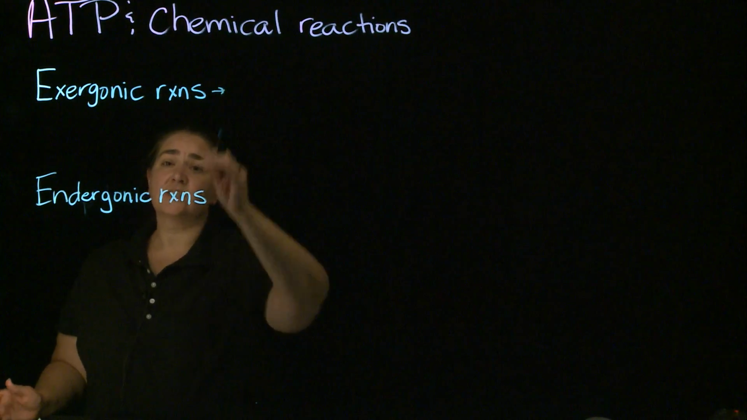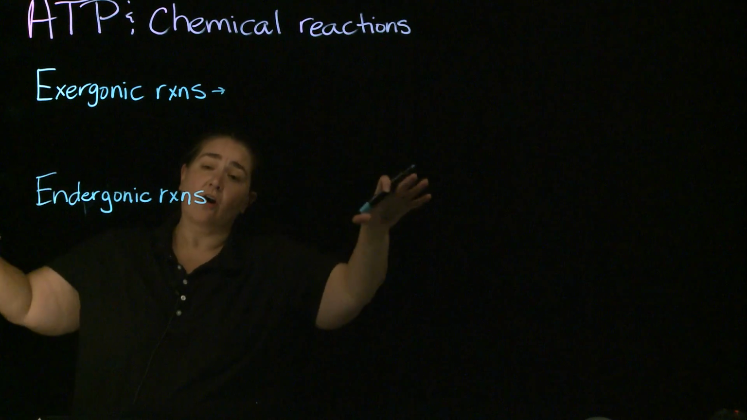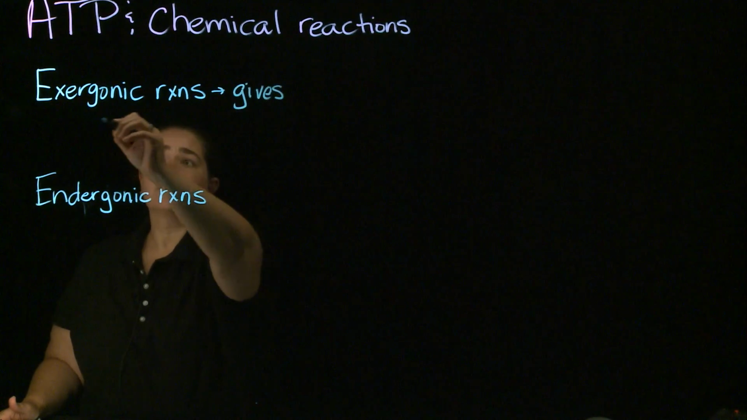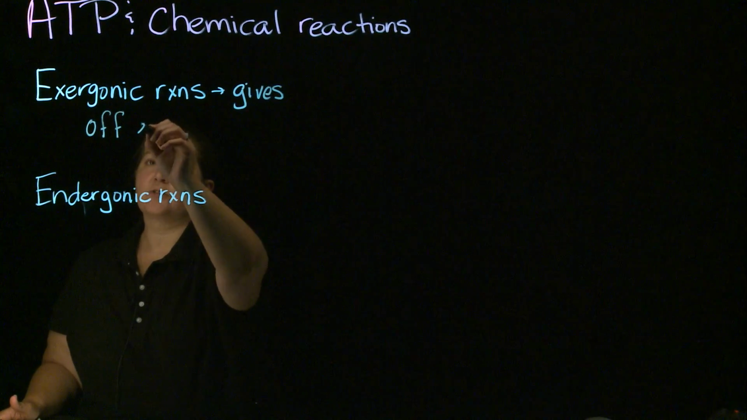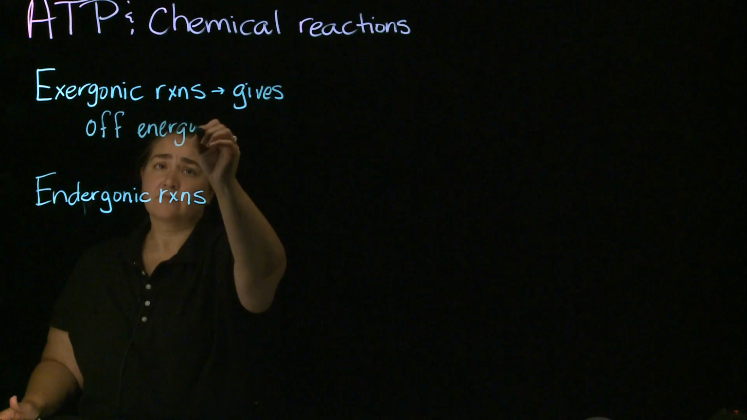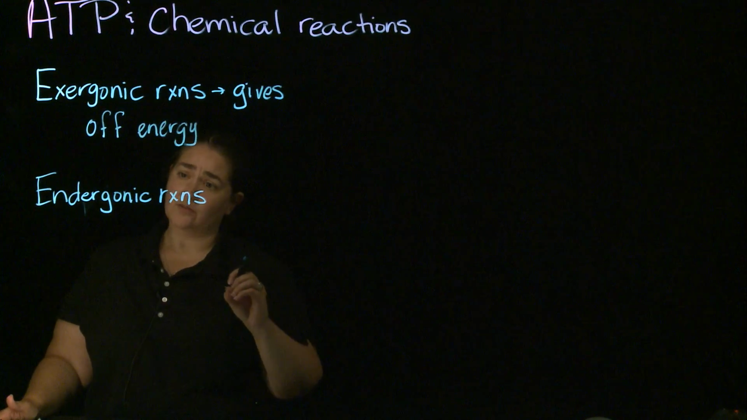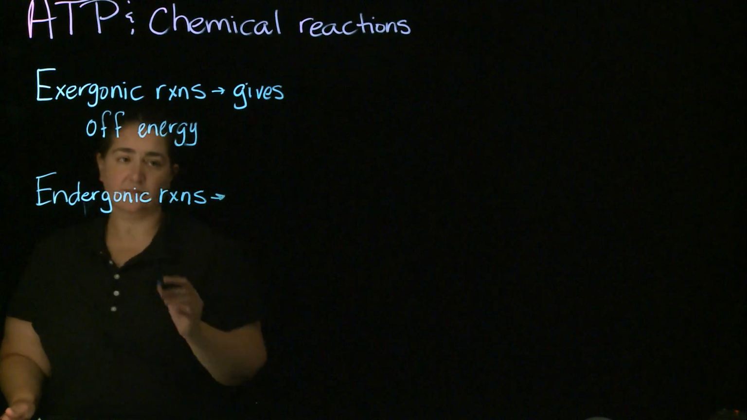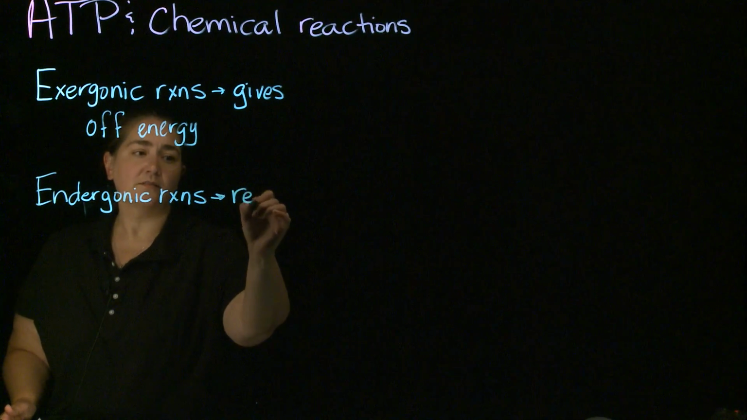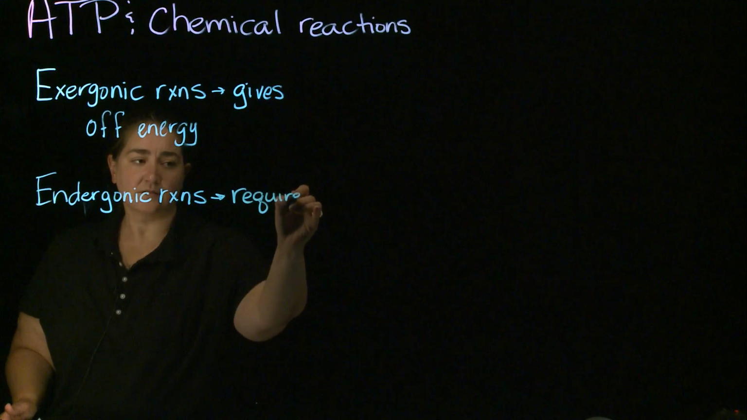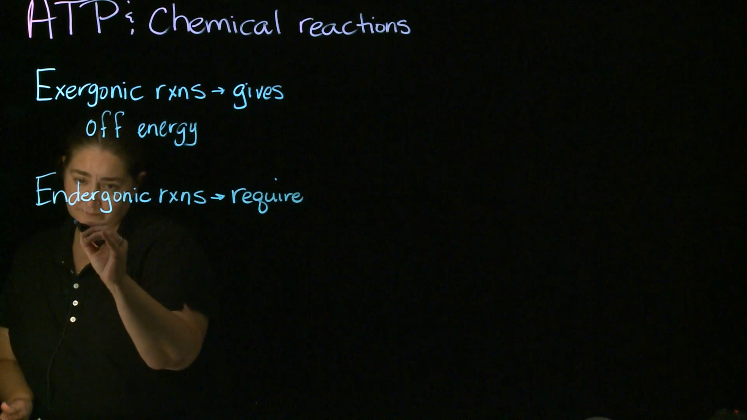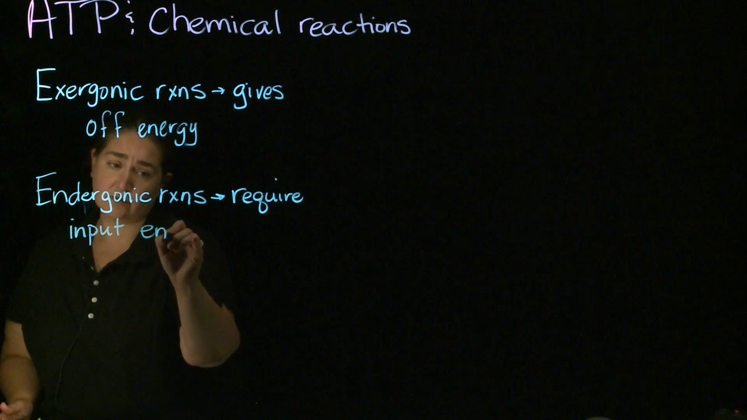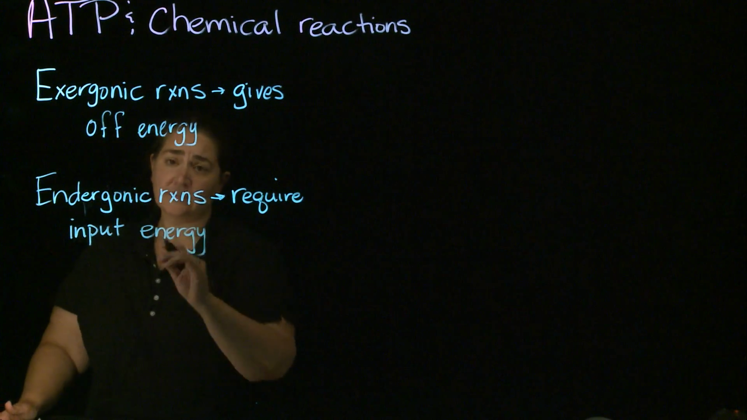exergonic, just like exocytosis, you're giving something off from the cell. This is going to give off energy in the process of that chemical reaction. Endergonic reactions are going to be ones that require the input of energy to happen.